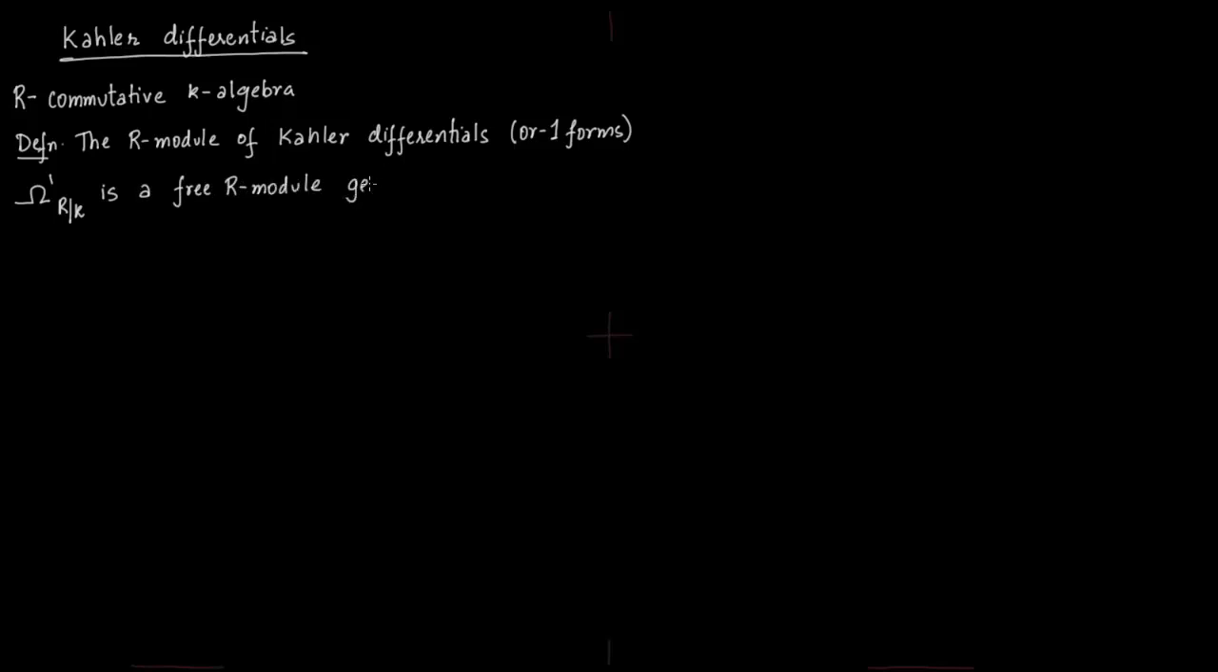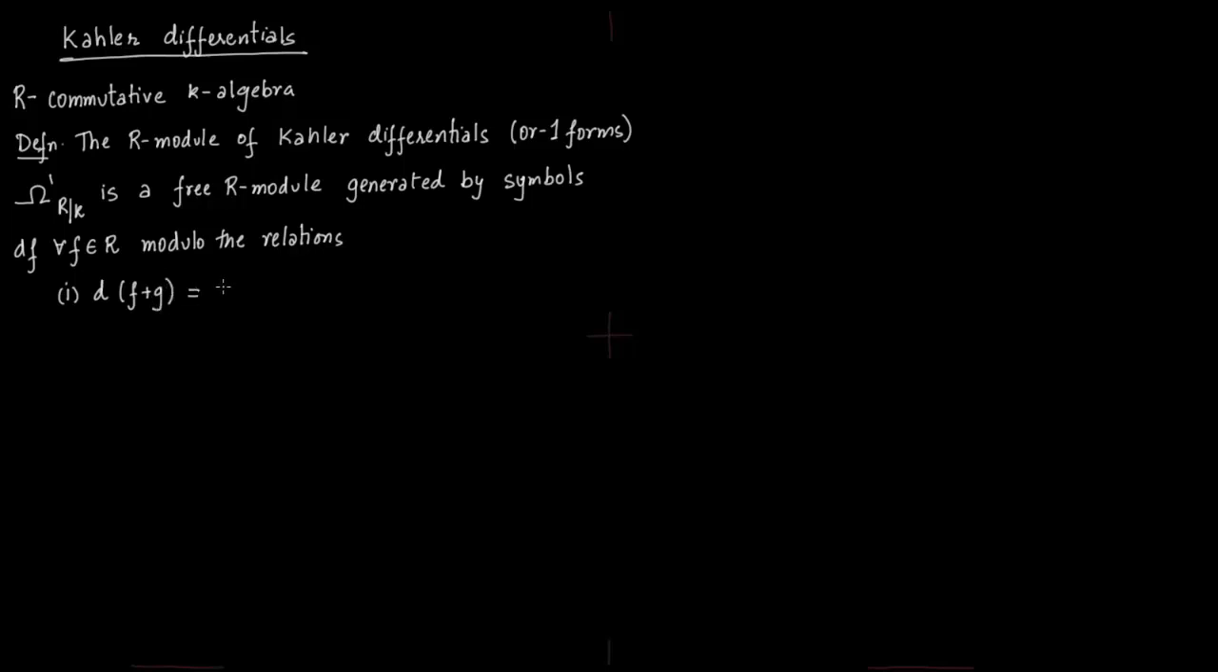generated by symbols df. So generated by symbols df, and these f lie in this R, where R is a commutative K-algebra, and this is modulo the relations which we have already seen in differentiation.